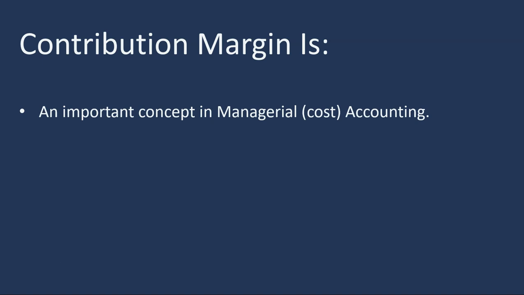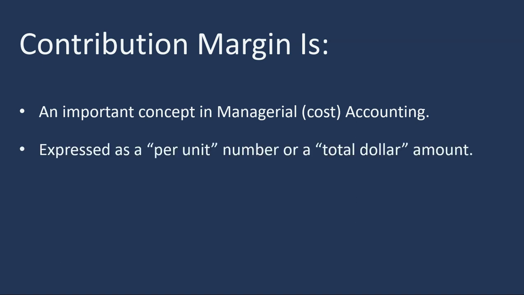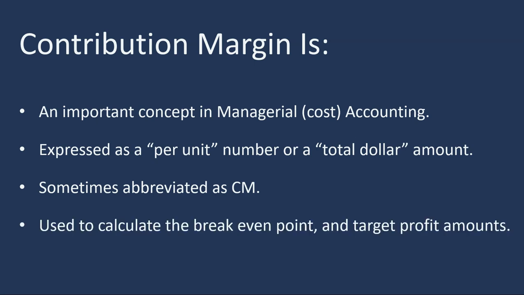Contribution margin is a very important concept in managerial and cost accounting. It helps us derive a lot of other important information about our business. It can be expressed in two ways, either as a per unit number or a total dollar amount, depending on the application. Sometimes it is abbreviated as CM, standing for contribution margin, and so you may see that depending on the problem you're working with. And as mentioned, two important things it's used for are to calculate the break-even point and target profit amounts for a business.